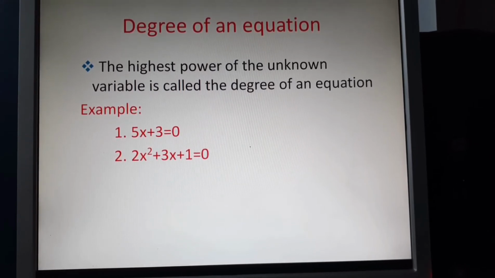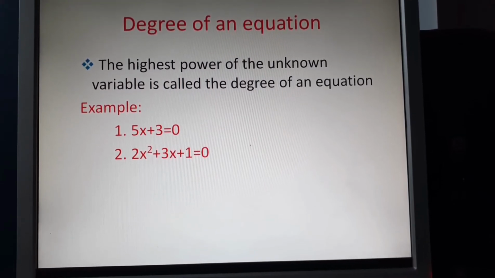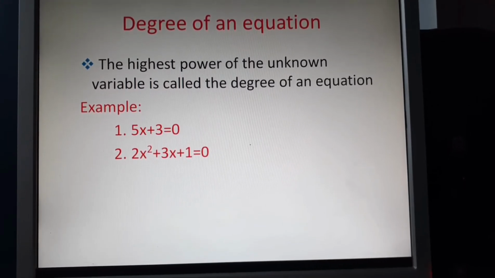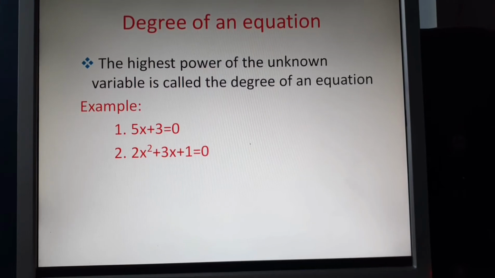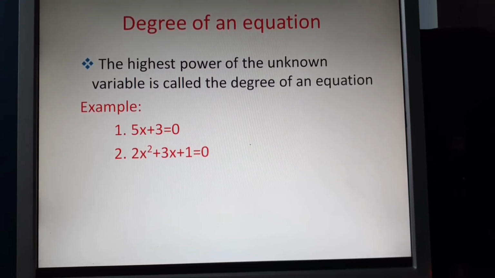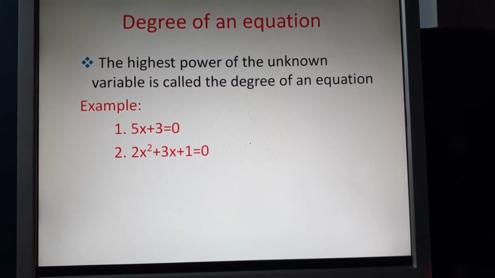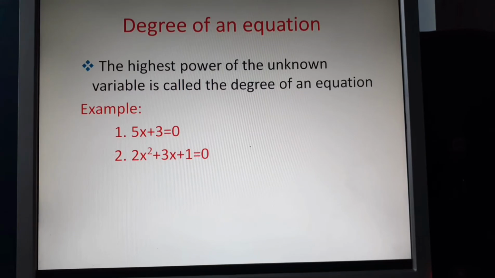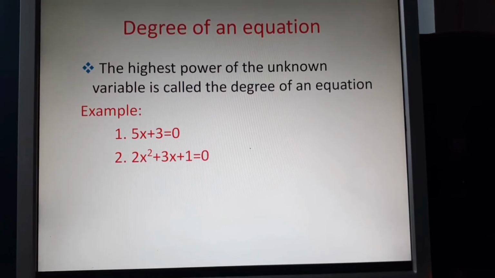In this equation, take first term 2x square. In front of x square 2 is there, that is called coefficient. Take x square, the power is 2. In next term 3x, power of x is 1. In this equation, the highest power is 2. So here the degree of an equation is 2.